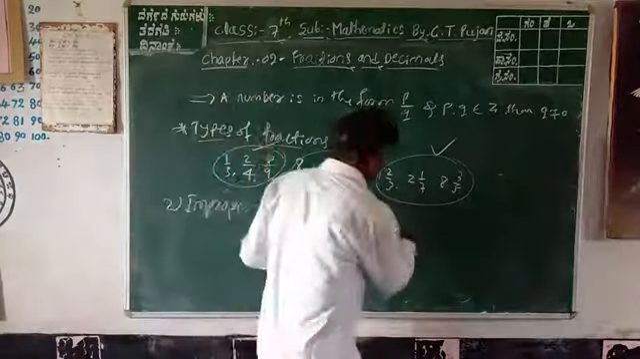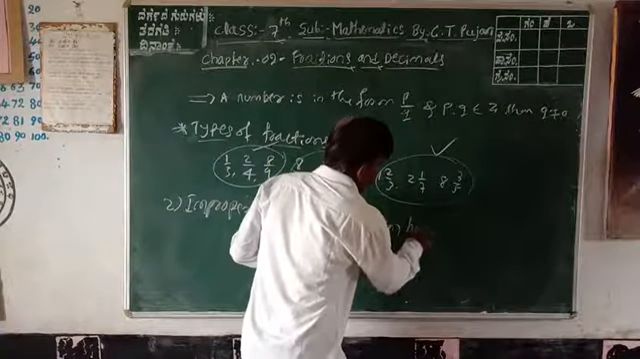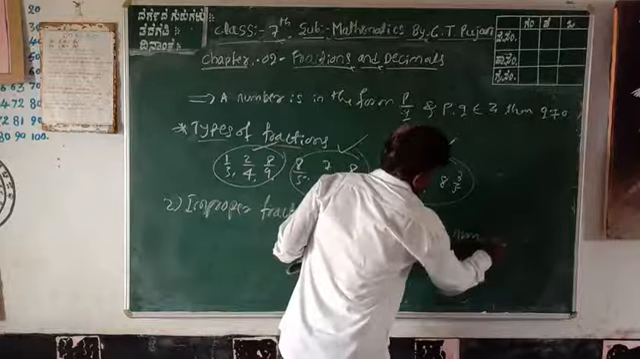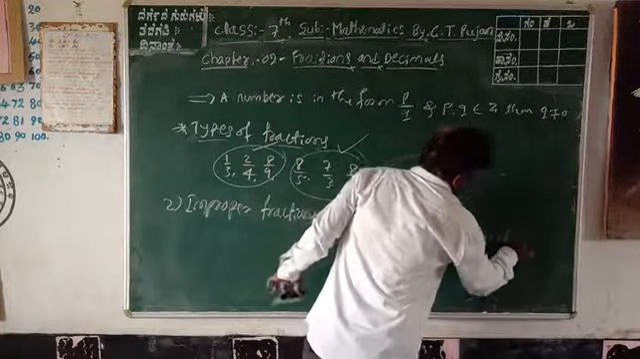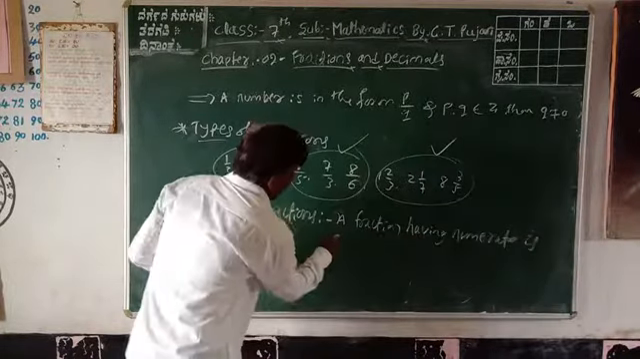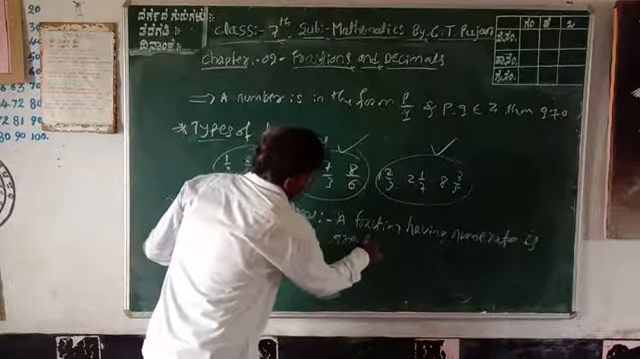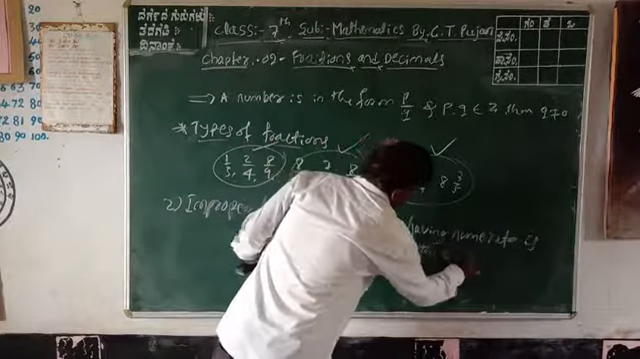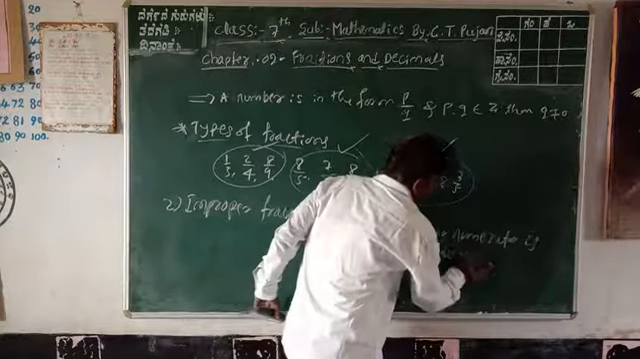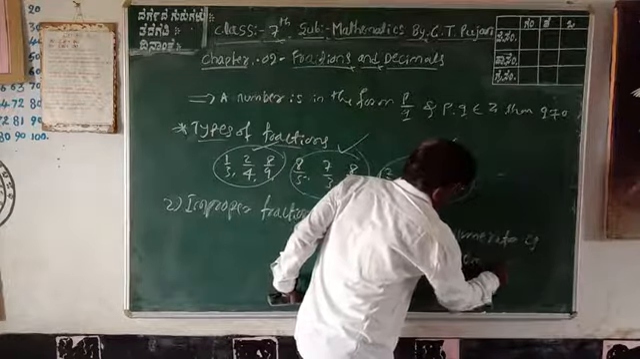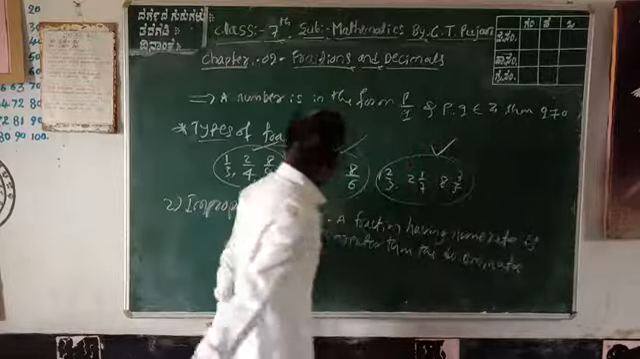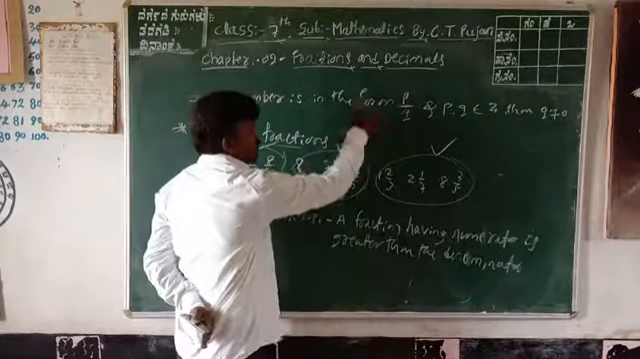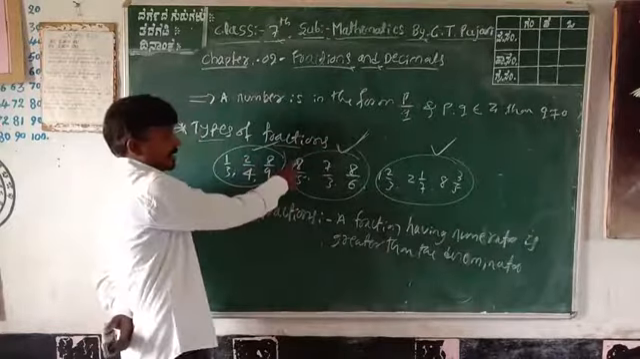Fractions having a numerator greater than the denominator. This is your improper fractions. The second group is these improper fractions: the numerator is greater than the denominator.